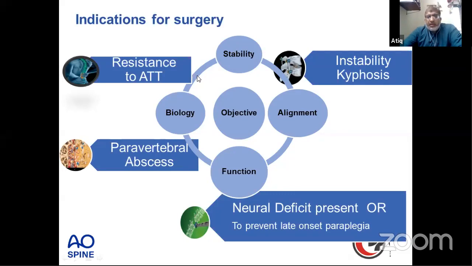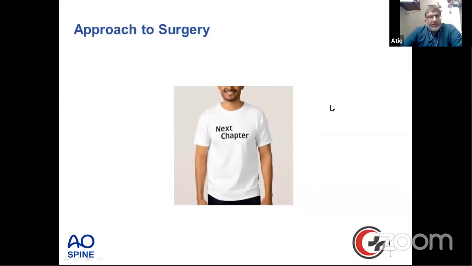It will help in the early recovery of the patients. So these are the indications of surgery. In this female patient which I have shown you, there was no neurological deficit. It was not an unstable spine. It was not resistant tuberculosis. There was not too much paravertebral abscess. So we have treated it conservatively.